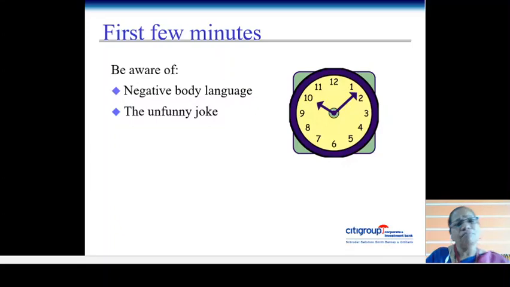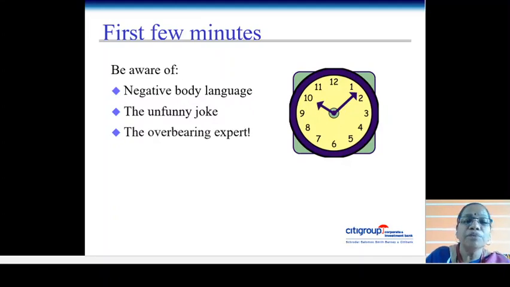Second thing is unfunny jokes. No doubt, jokes may make your presentation very interesting. If you use jokes in between which are related to your topic, then it's okay. But you should avoid unfunny jokes. Overbearing expert: this thing is also very important. One should not show that she is very expert. There might be many people among the audience who could be more expert than you.